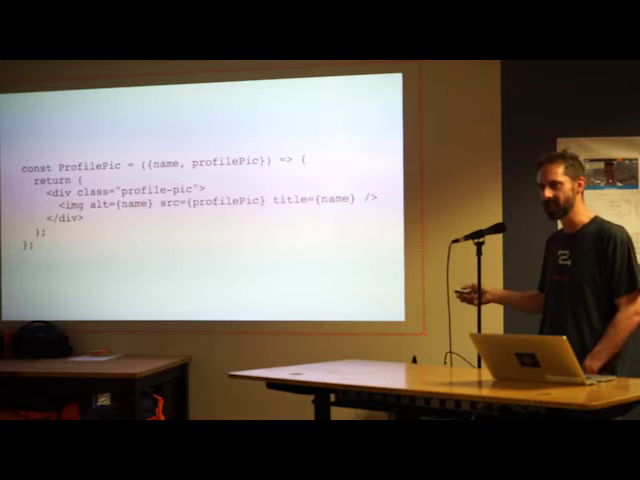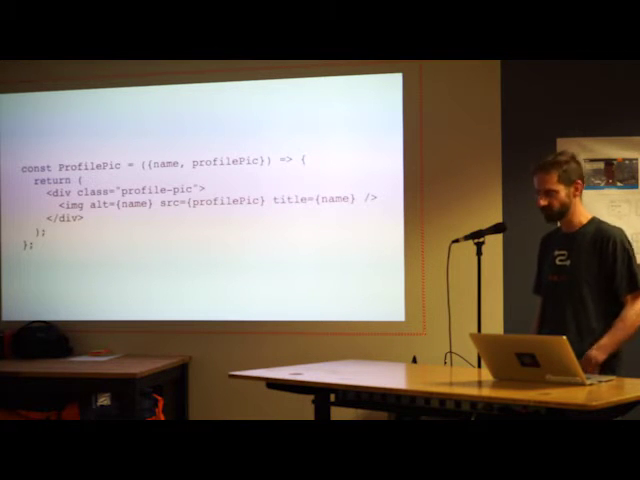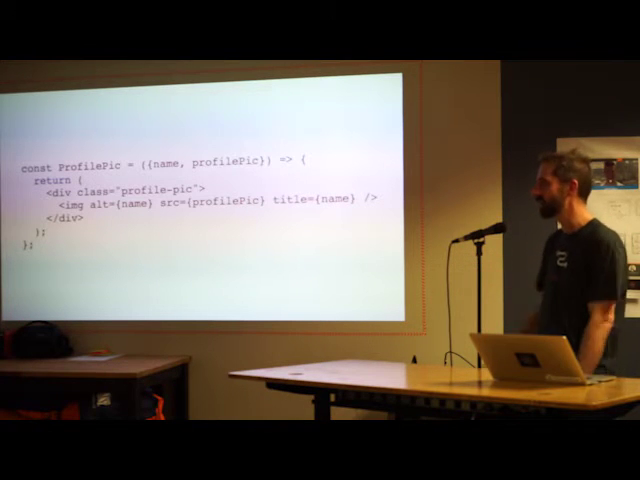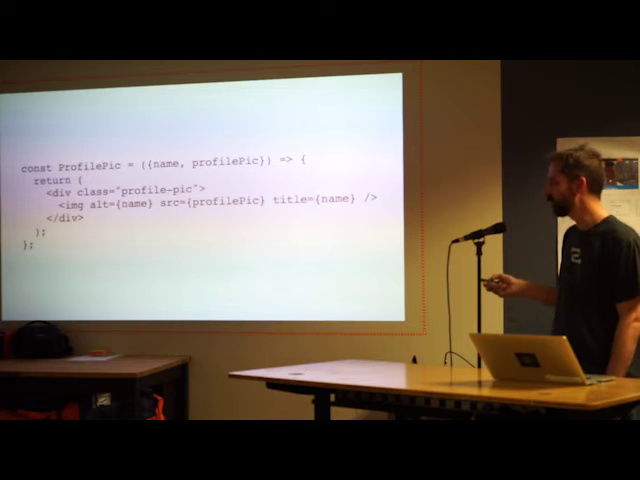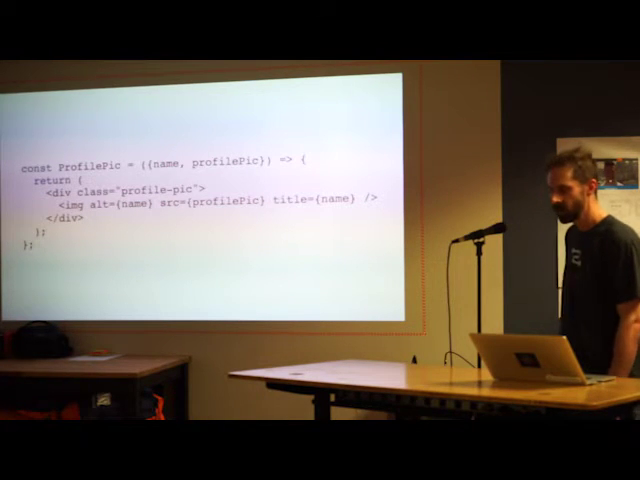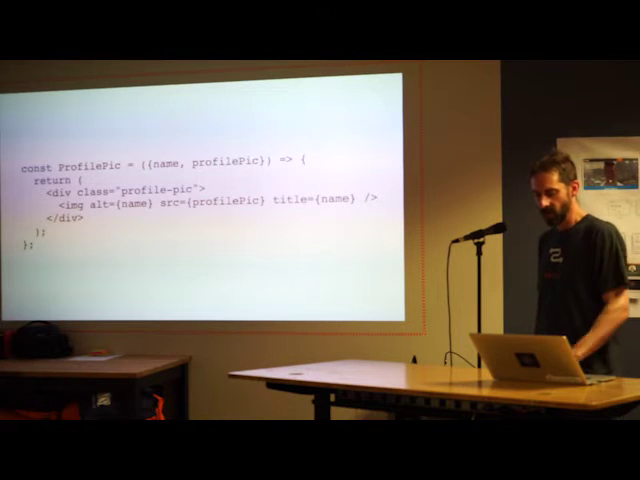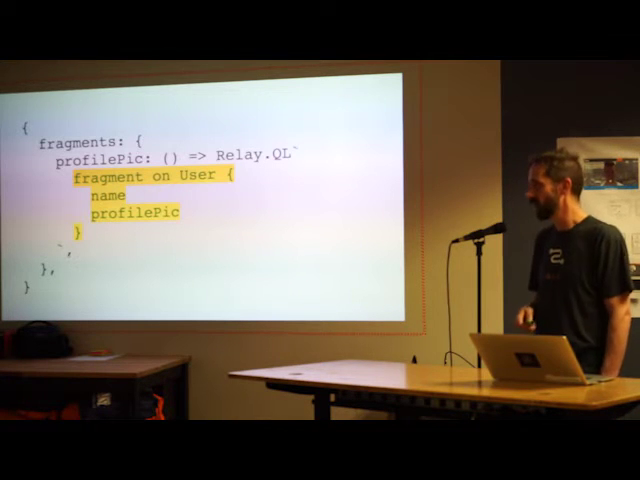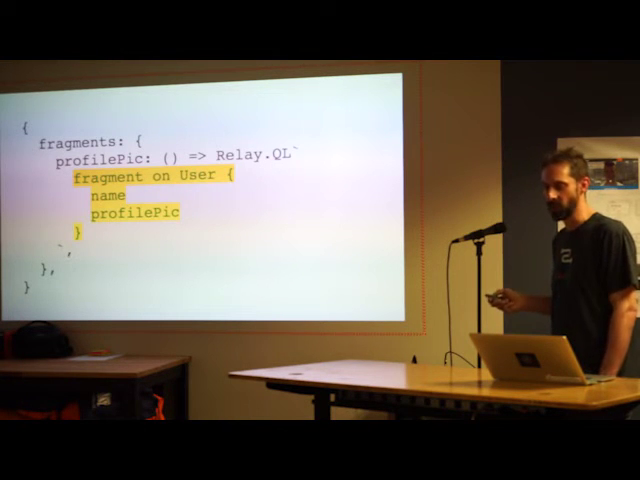So this is an example of a typical React component. Effectively, it's a function from props to a description of what the UI should look like. And you can see here, I want to render a profile pic given a name and a URL to that pic. So what I'm going to do in Relay land is accompany that description of the UI with a description of the data that I want to render.